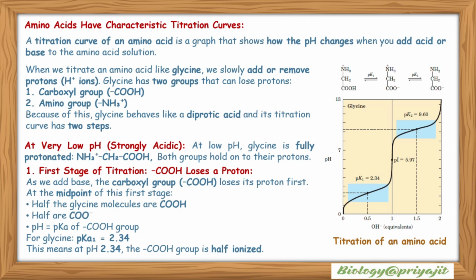At very low pH, which is strongly acidic, glycine is fully protonated, NH3+CH2COOH; both groups hold onto their protons. First stage of titration: COOH loses a proton. As we add base, the carboxyl group loses its proton first. At the midpoint of this first stage, half of the glycine molecules are COOH, half are COO-. The pKa for the COOH group of glycine, pKa1, is 2.34. This means at pH 2.34, the carboxyl group is half ionized.